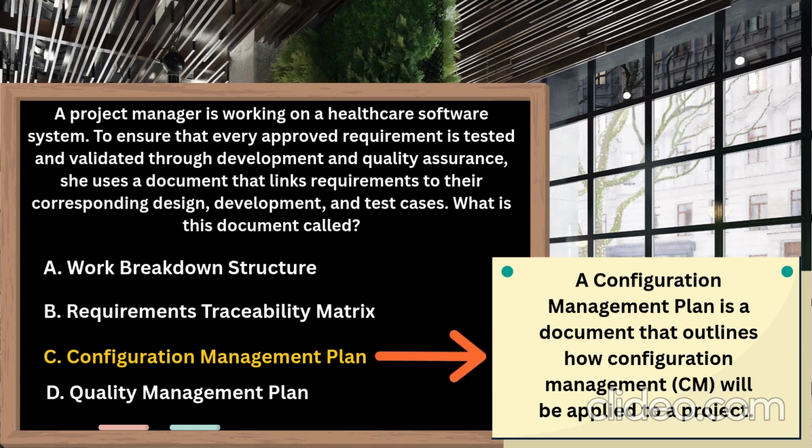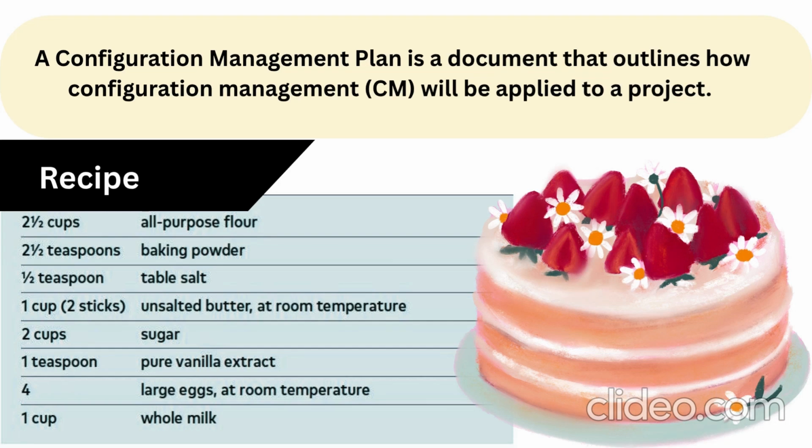The next option is option C, configuration management plan. A configuration management plan is a document that outlines how configuration management will be applied to the project. Let's understand this with a very simple example. Let's suppose this is a cake here, and there is a recipe fixed for this cake which is used by 15 other cooks. So 15 other cooks use this same recipe to maintain the same taste of the cake.